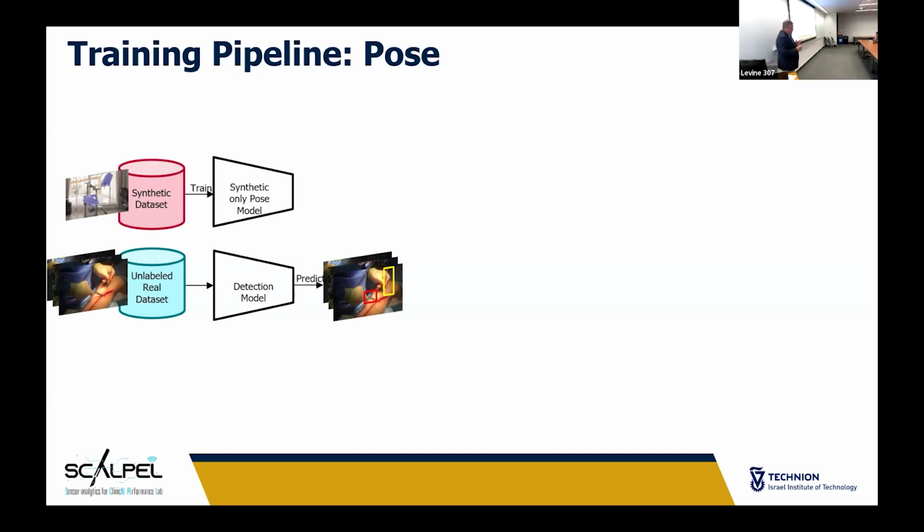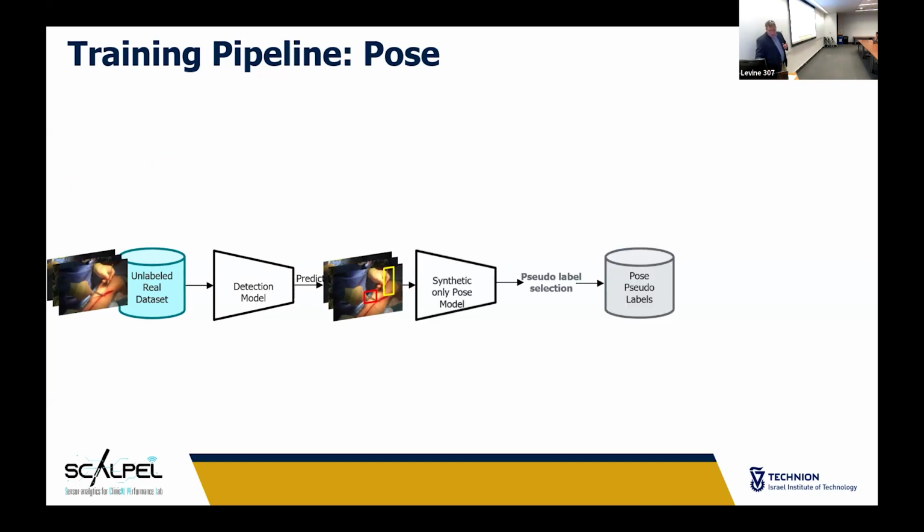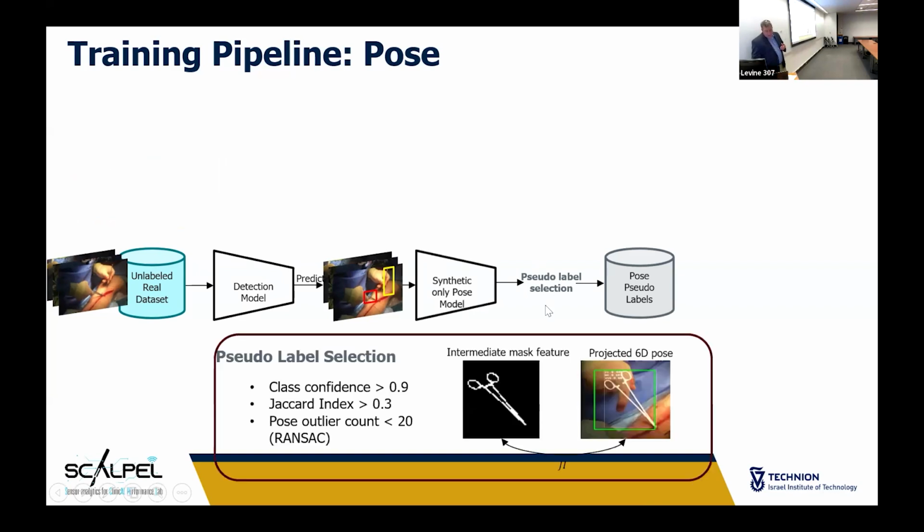And now we have an improved detection model. We use our synthetic-only pose model. And again, we use it to make pseudo labels. Once again, we have criteria to choose. We don't want to use all the pseudo labels because then we'll also have bad labels. So we only take labels that have good enough confidence and some other metrics that define, okay, we believe these are good labels. And once again, we put them back in the system and we refine our model.